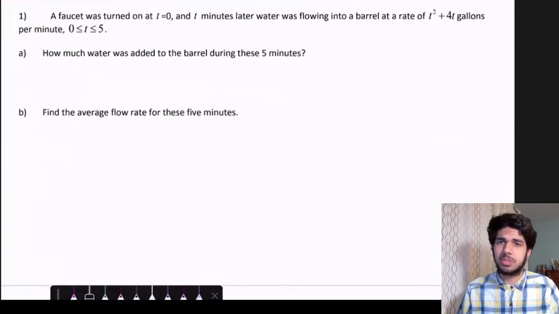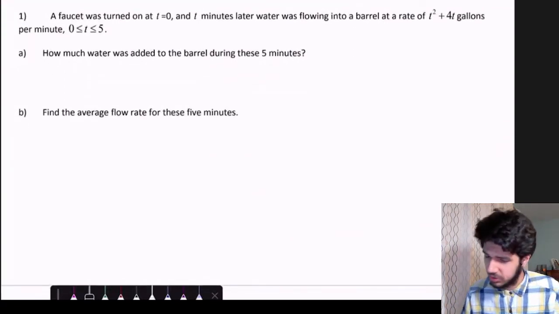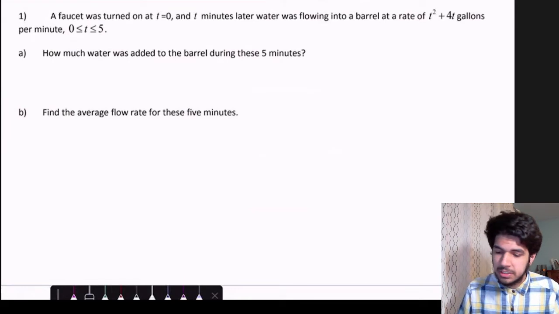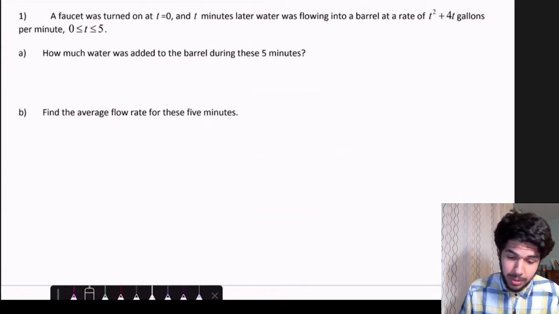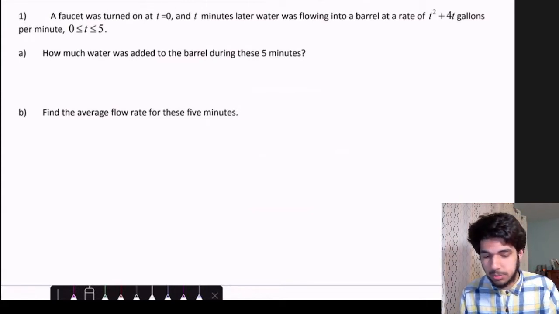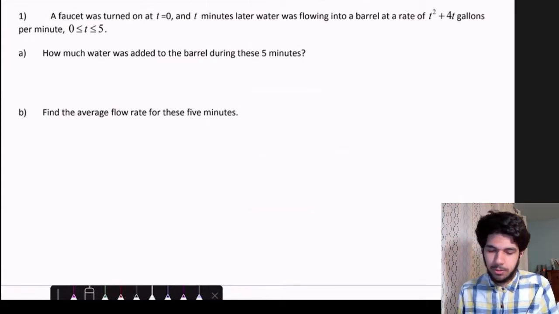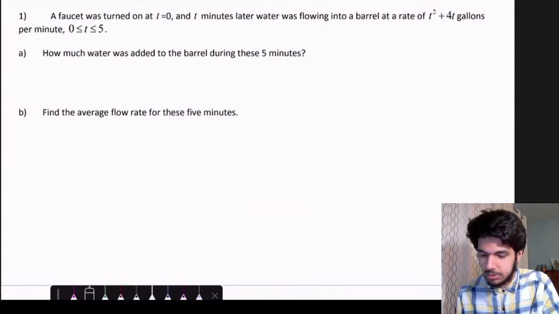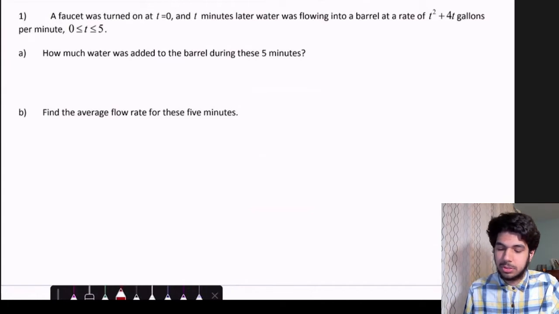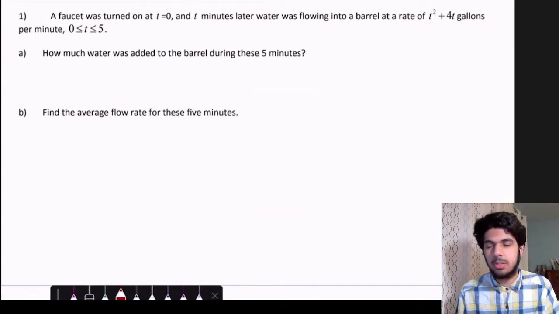So this is our first question, and it's kind of a word question, so let's read through it. A faucet was turned on at t equals 0, and t minutes later, water was flowing into a barrel at a rate of t squared plus 4t gallons per minute for 0 less than or equal to t less than or equal to 5. How much water was added to the barrel during these 5 minutes?